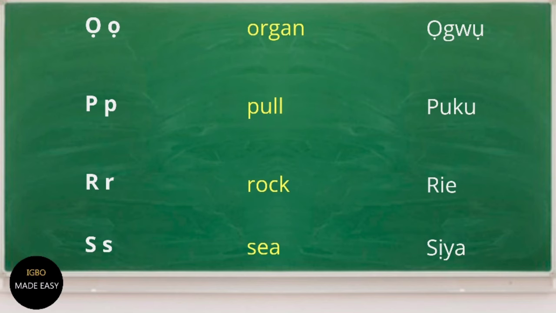Then the next one we have is C. C is just like the regular sound of S in English, as in see, six, saw, salt. The regular sound of S in English is the regular sound of C in Igbo. Remember, the E is removed. What is left will sound exactly like the English S. And the example we have here is Sia. Sia is ask him, or ask her, or ask it.